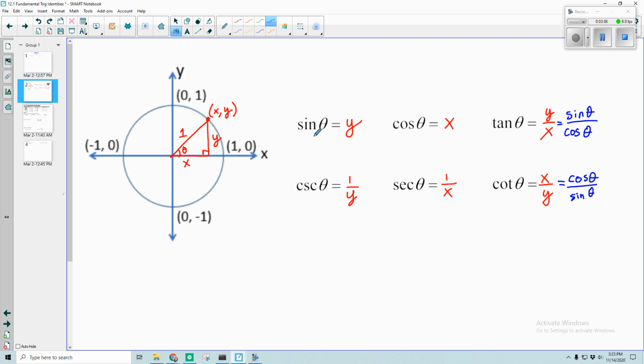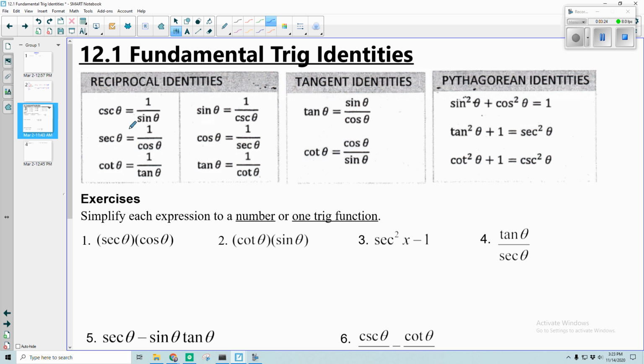And then we can get some of the other ones to result. For example, for the cosecant function, I can substitute sine in for that y there. So cosecant is equal to 1 divided by sine. And then secant is equal to 1 divided by cosine. So that's where we get our first two reciprocal identities. The rest of them follow suit, and I won't show you how to find all the rest of those, but that's where we get our reciprocal identities.